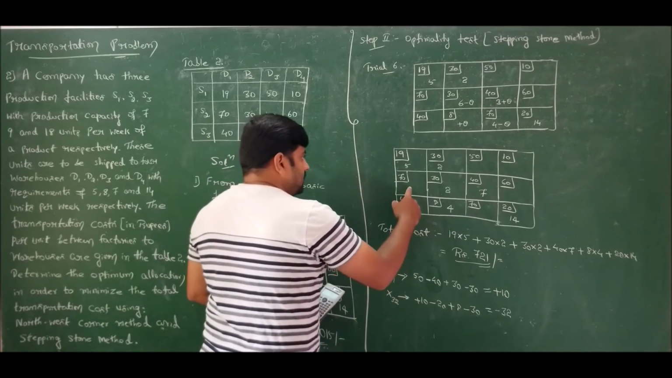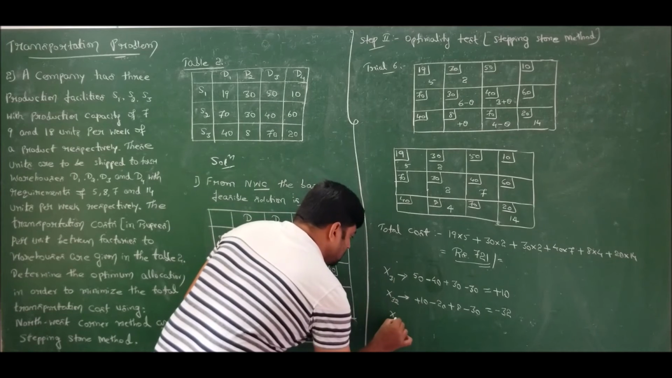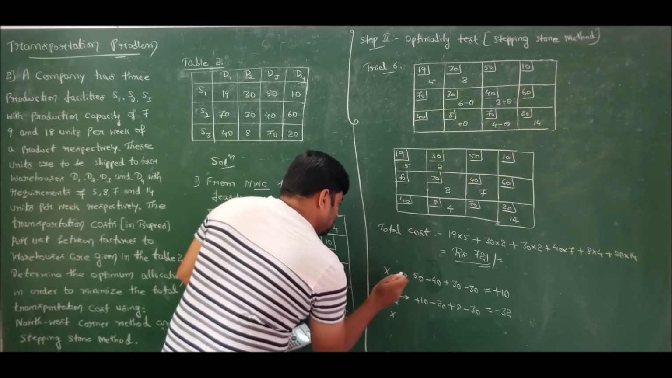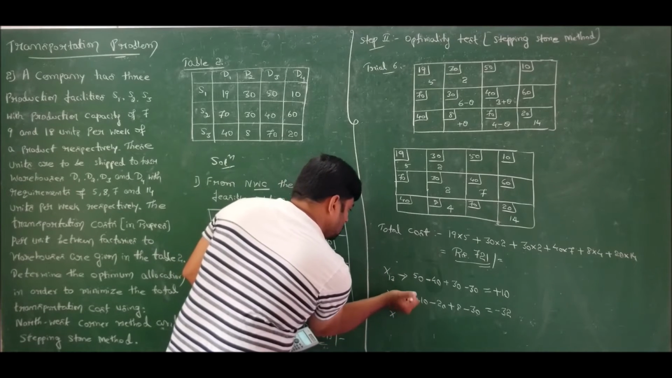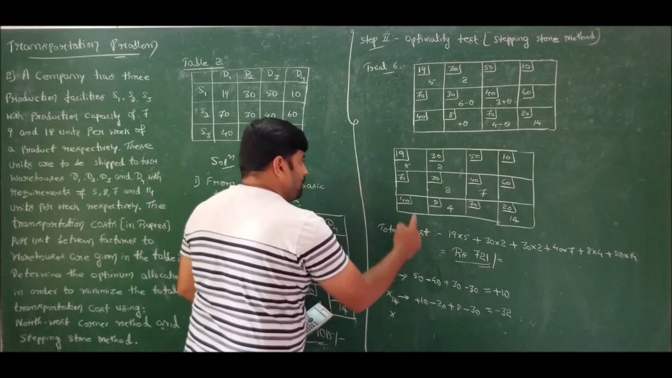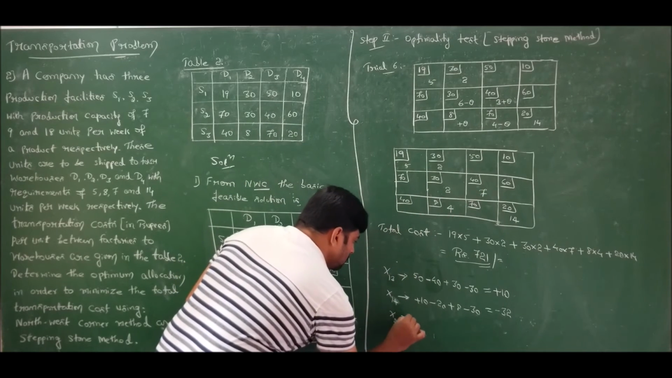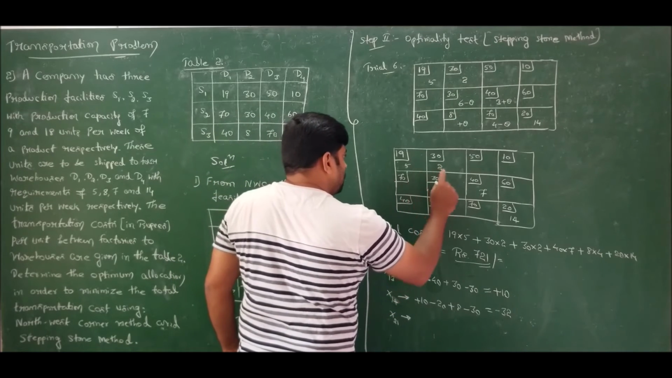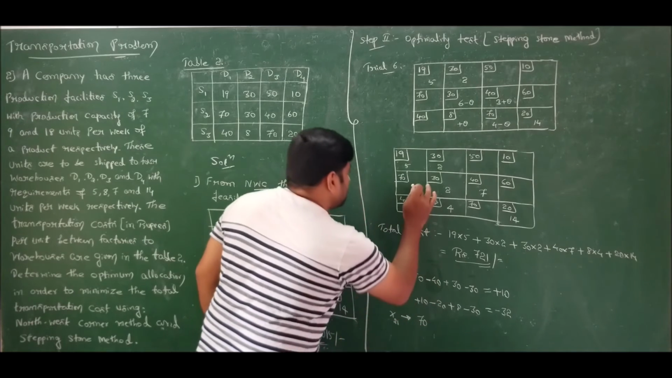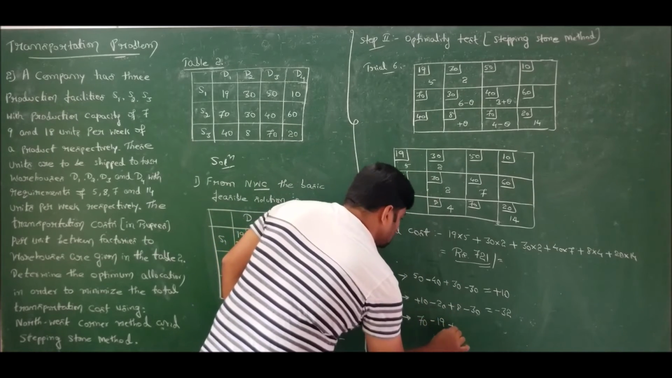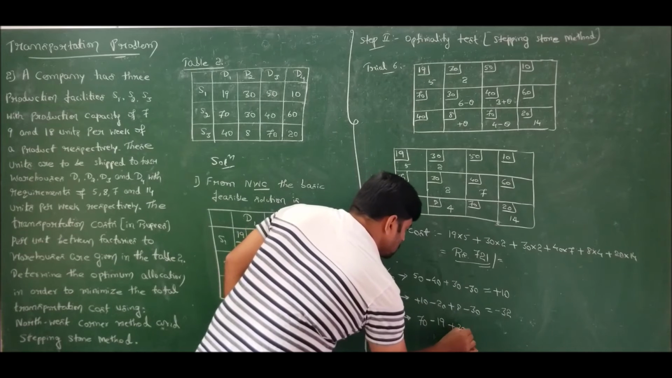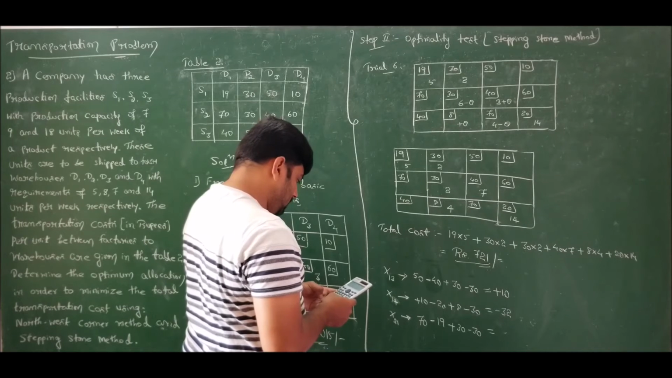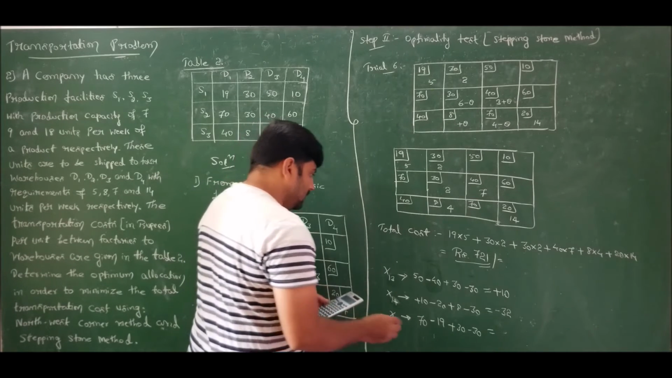Next, inspect this one. These are x first row third column, this is first row fourth column. Next, coming for second row first cell. If I allocate plus 1 here, this will be the loop. So this will become 70 minus 19 plus 30 minus 30, that is plus 51.